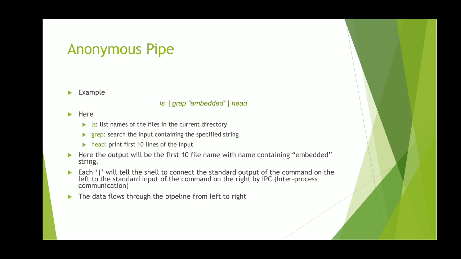Here in this case, grep will search the input containing the string embedded, and if the input contains the string embedded, it will print the input on the display. And the last one is the head command, and this head command will print the first 10 lines of the input.